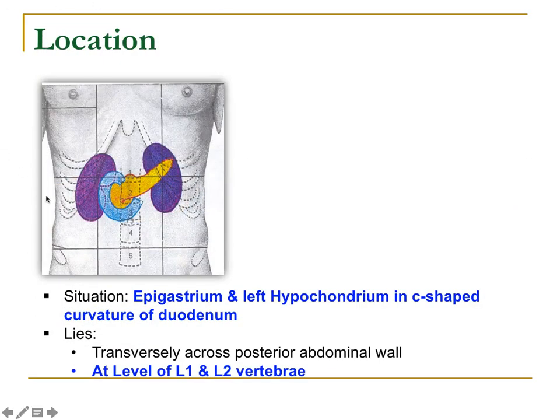Now, if you want to study the location of the pancreas, it is located in the C-shaped curve of the duodenum. It is mainly located in the epigastrium region and the left hypochondrium region. Though if you see in this photograph, you see it is located in the umbilical region, but the pancreas is located in the epigastrium and left hypochondrium region. It is mainly located at the level of L1 and L2 transversally in the posterior abdominal wall.